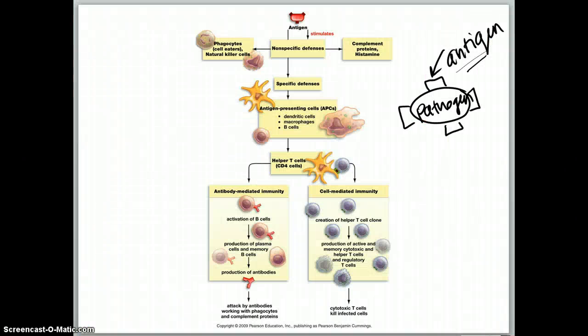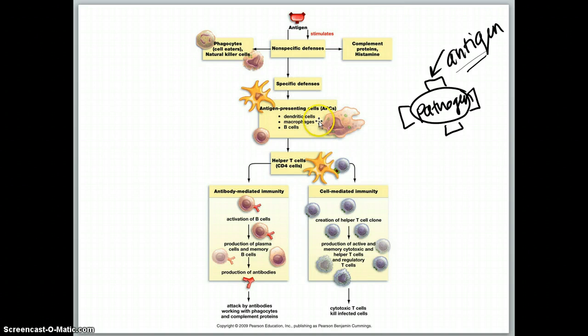Okay. So those are your phagocytes, the cell eaters, and then you also have these natural killer cells that'll just kill your cells, kill the antigens. They're not very specific, and they cause a lot of cell death. So they're very, very nonspecific. You also have the histamine that's produced, the interferons that are produced. That's also very nonspecific. A little bit more specific are the antigen-presenting cells.